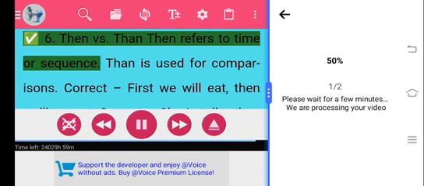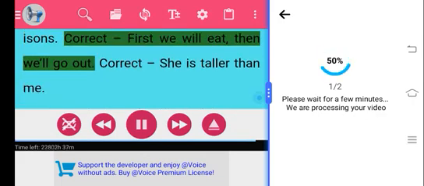Checkmark 6. Then versus than. Then refers to time or sequence. Than is used for comparisons. Correct: First we will eat, then we'll go out. Correct: She is taller than me.